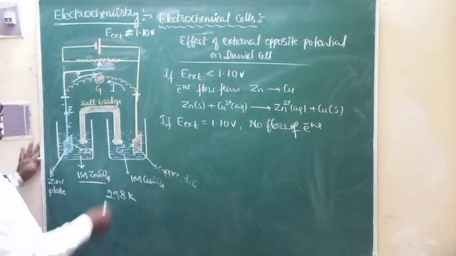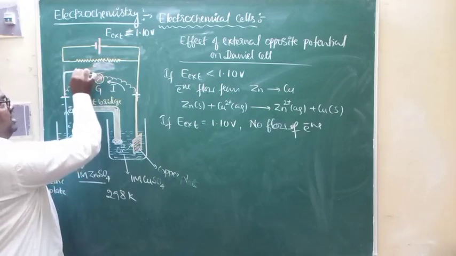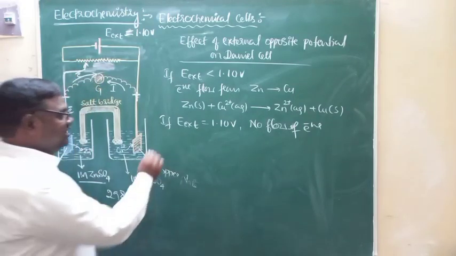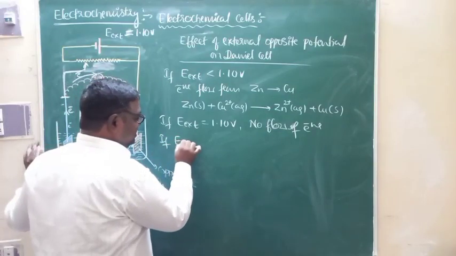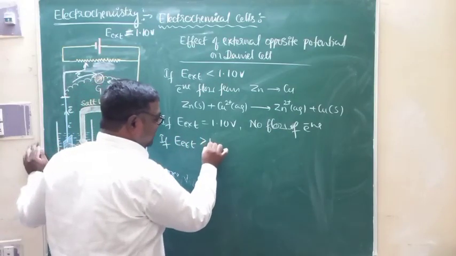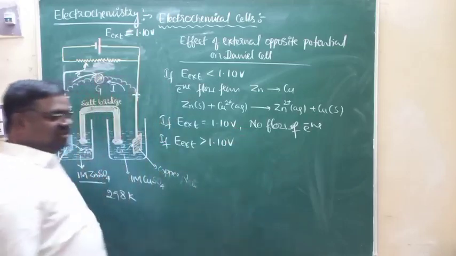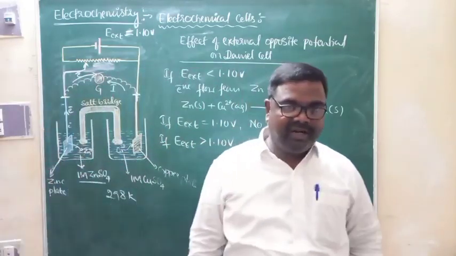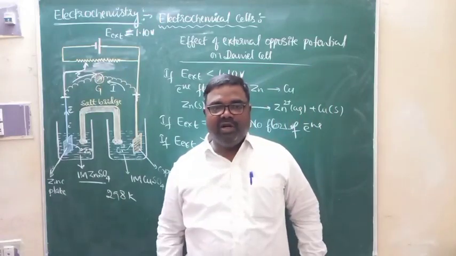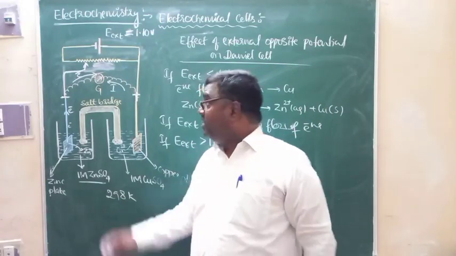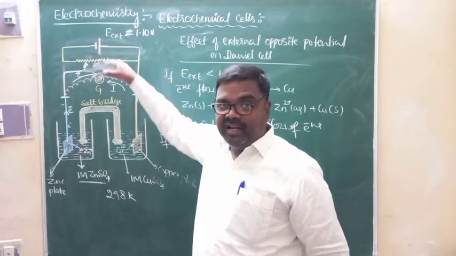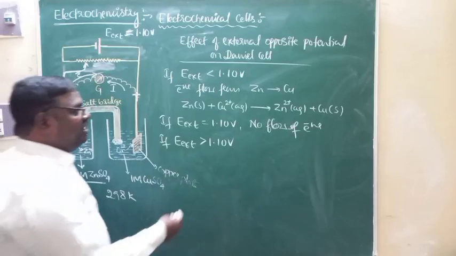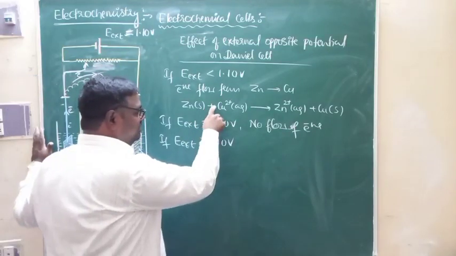Just imagine, now at this moment I am going to increase the external opposite potential further. That means the external opposite potential is greater than 1.10 volts. In the beginning I maintained less than 1.10 volts, in the second case equal to 1.10 volts. Now the external opposite potential is greater than the standard cell potential. Then the chemical reaction is reversed. That is, this chemical reaction will be reversed.